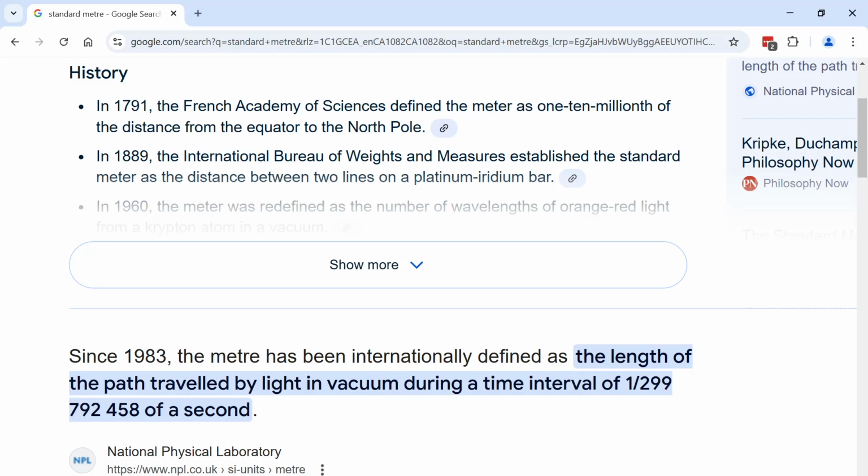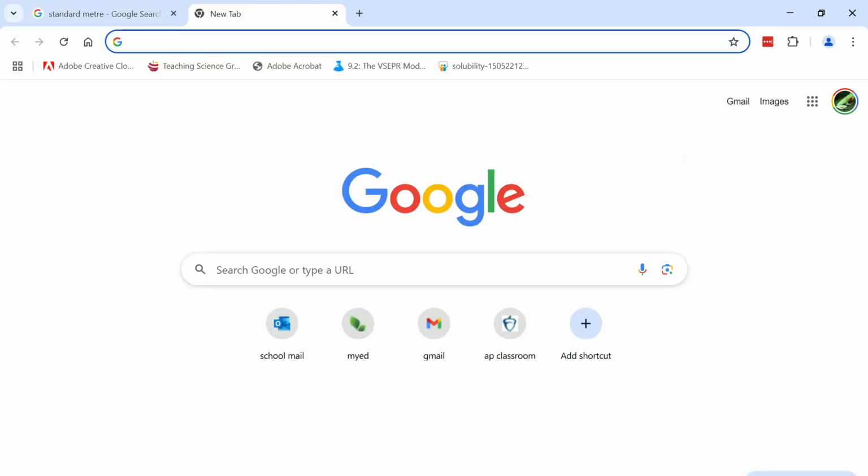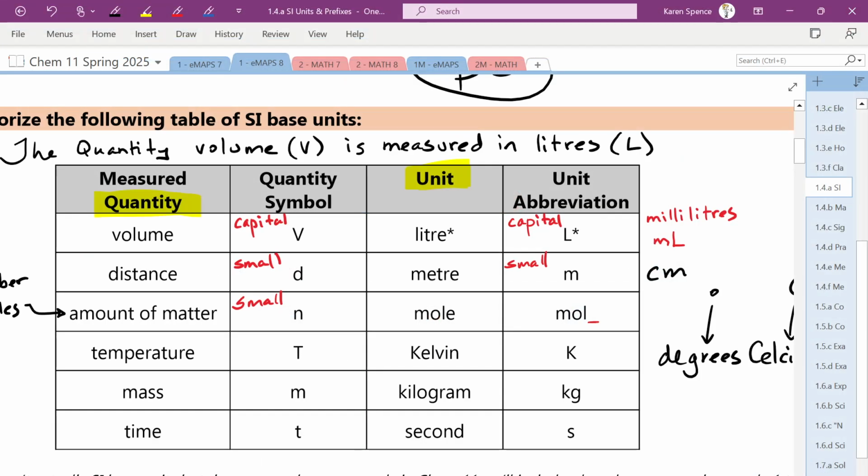Okay, so they have all these little standards. You don't need to know them because they're crazy like this. 299 million some odd somethings of a second. That's crazy. But that is the definition of a meter. They have definitions for all of them. So a second is how many times a quartz crystal vibrates or something along those lines. They used to have one that was really nice and visual.